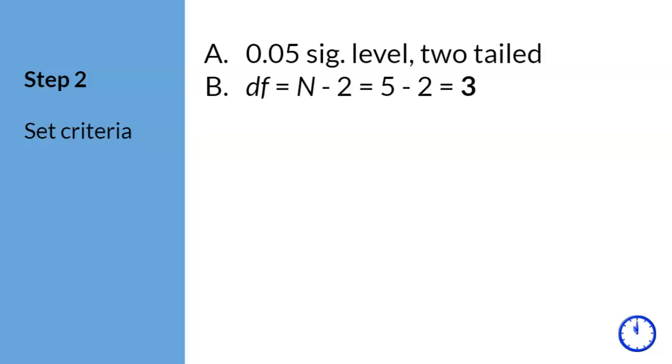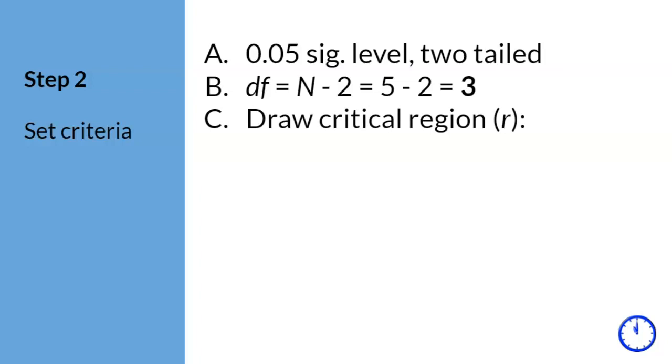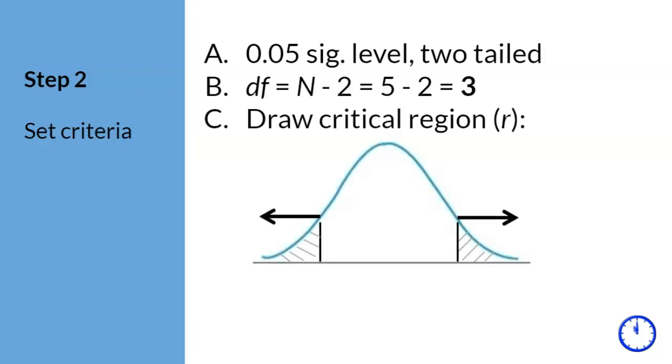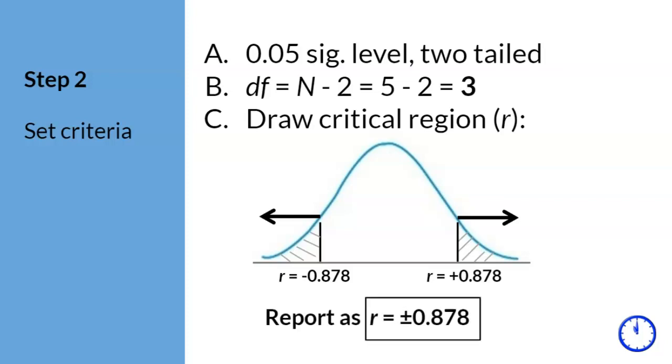Since we do not know what the relationship is between sleep and mood, we need to draw a critical region R for both tails, above and below the mean. The corresponding R scores for 0.05 significance level, 2 tails, is R equals plus or minus 0.878. The box indicates the final answer that I'll be looking for on problem sets and exams. Because the R table provides scores to 3 decimal places, you may keep the answer to 3 decimal places.